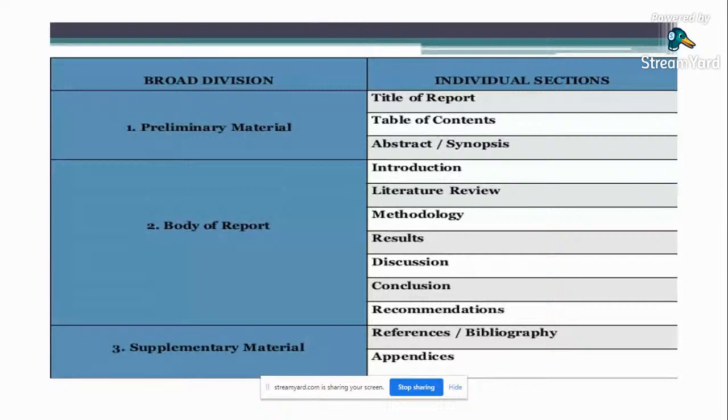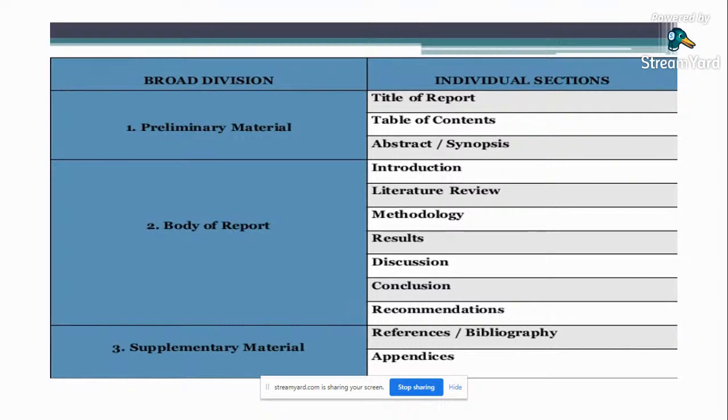Yeah, what are the things that need to be included, as I mentioned earlier? These are the things that need to be there. What needs to be included in a report are these things: the preliminary material, like the title of the report, table of contents, abstract, synopsis, and introduction, and the literature review, methodology, results, discussion, conclusion and recommendation, and at the end, the references. These are things that definitely need to be there in any particular report.